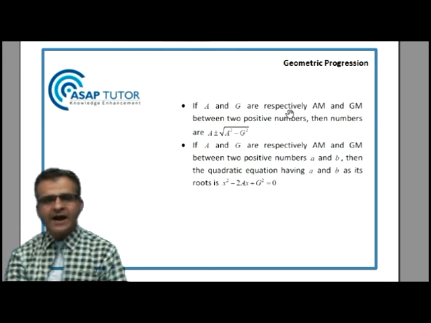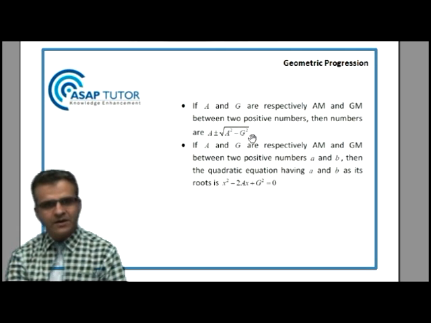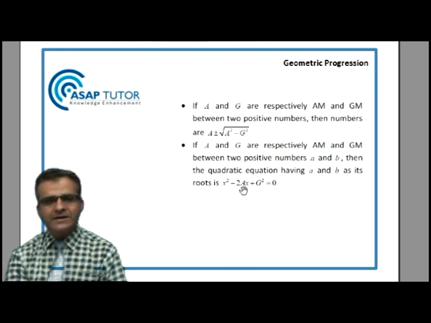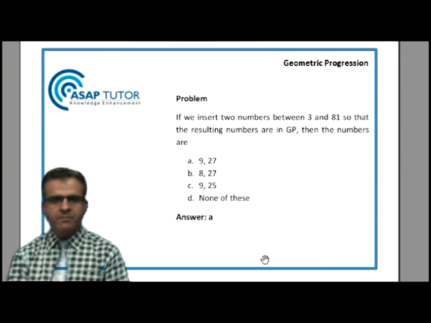If A and G are the arithmetic mean and geometric mean between two positive numbers, then the numbers are A plus minus square root of A square minus G square. Similarly, if A and G are the arithmetic mean and geometric mean respectively between two positive numbers A and B, then the quadratic equation having A and B as its roots is x square minus 2Ax plus G square equal to 0.